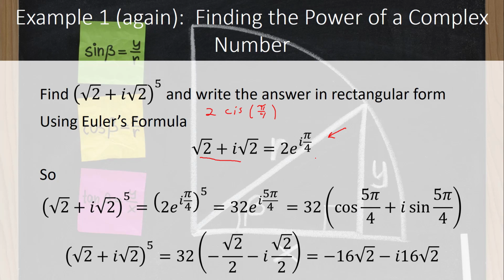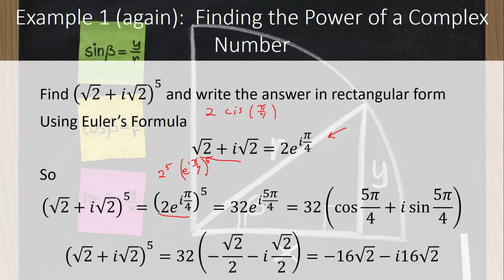Okay, let's take a look at that. If that's the case, then raising this to the 5th power is the same thing as raising the exponential form to the 5th power, and this we know how to do using our properties of exponents. We can apply the power property, and this would be equal to 2 to the 5th times e raised to the i pi over 4 power, that to the 5th. Okay, we know how to do that. And of course this is 32, and then here the exponents multiply. We will have e raised to the i 5 pi divided by 4 power.